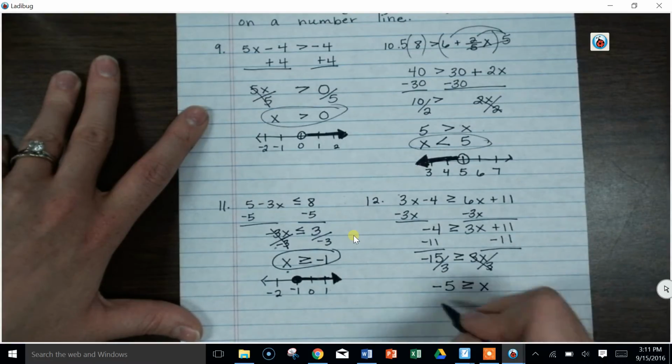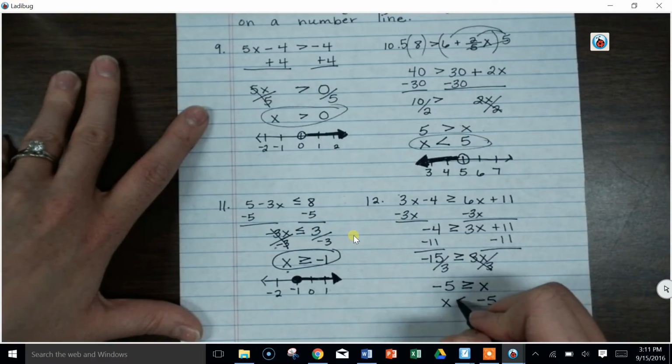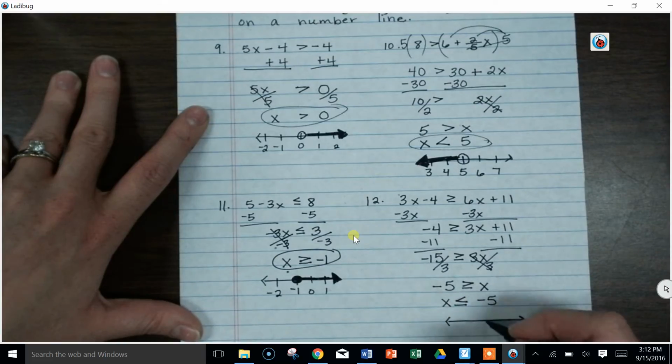But I do need to rearrange this before I put it on a number line. So my inequality is pointing toward x. I'm going to leave it pointing toward x, and it had no "or equal to" on it. Number line, I need a negative 5. I need a couple numbers to the right, a couple of numbers to the left.